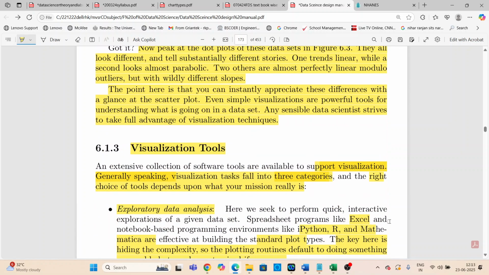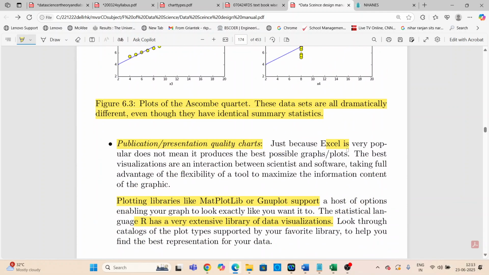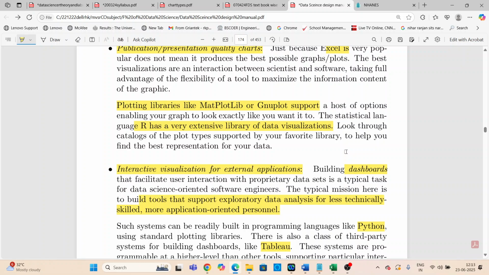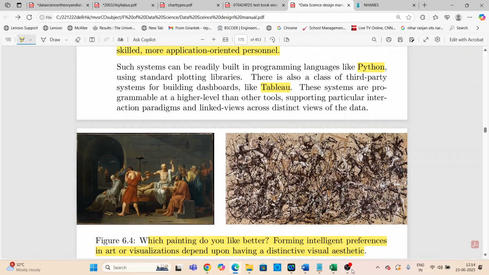Next is, what are the tools I should use for visualization? Suppose I want to do exploratory data analysis. I can use Python libraries, I can use R programming, or I can use Mathematica. Suppose I want to do some presentation of charts. I can make use of Excel, or I can use Matplotlib or GNU plot library. R also has very good data visualization. But suppose I want some interactive visualizations. I can make use of dashboards, for example, sales or stock market or OTT platforms. There you can make use of Python or Tableau or any other tool.